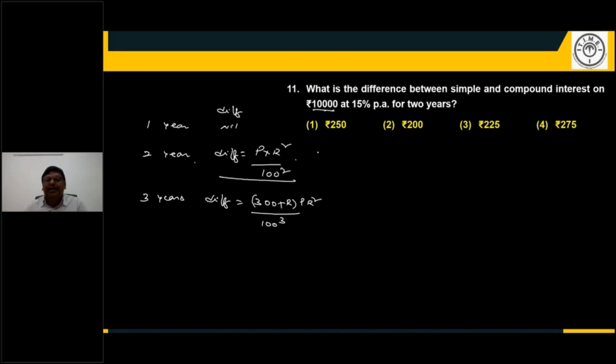What is the difference here? 10,000 into R square, 15 square, 15 into 15, by 100 square, 100 into 100. 10,000, 10,000 gets cancelled, 15 into 15, 225. It's as simple as this. Good. Okay, hope you're clear.